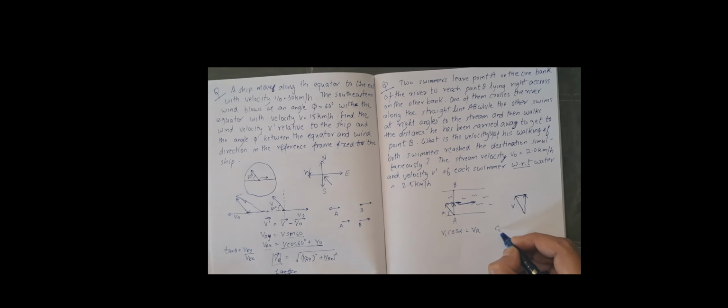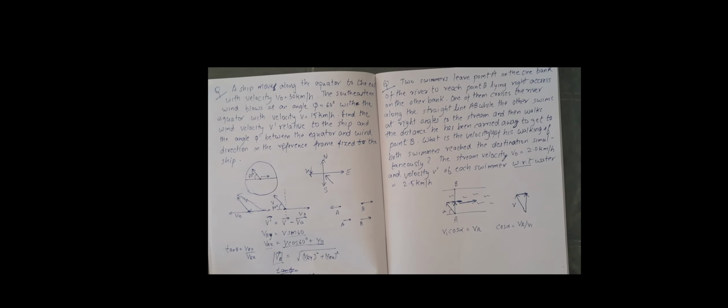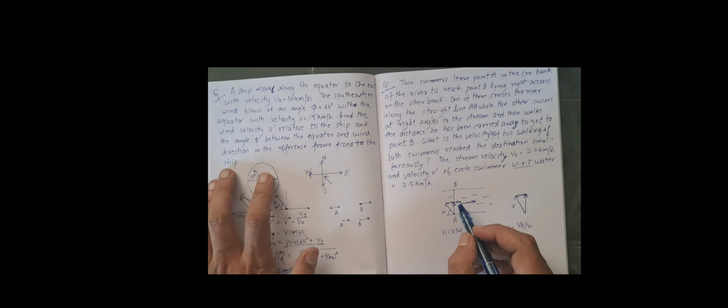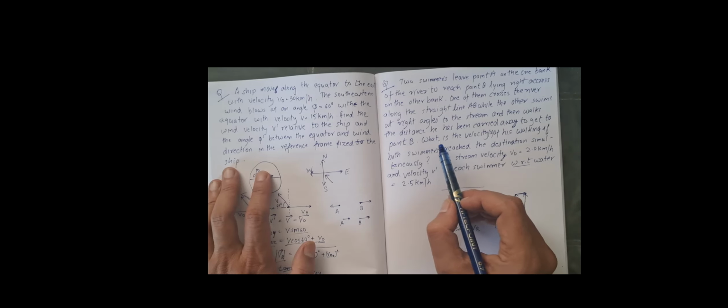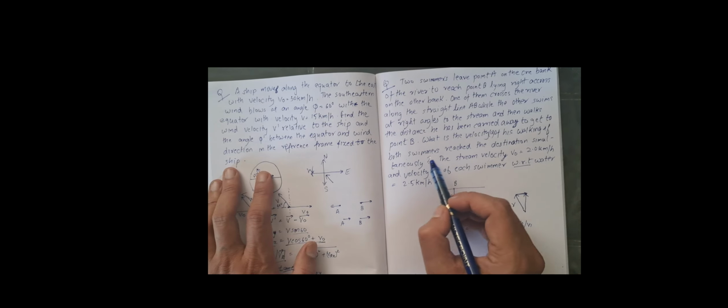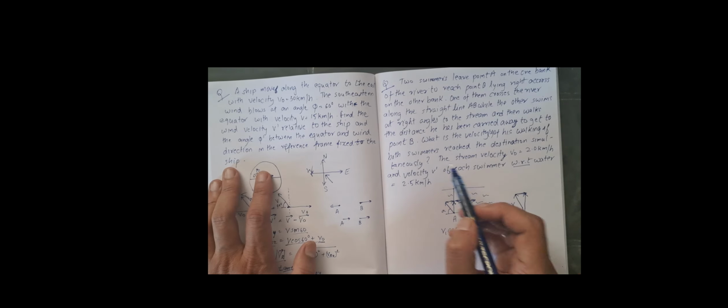So in this case cos alpha will be equal to Vr by V1. Now, this part is a very important part of the question. What is the velocity of his walking if both swimmers reach the destination simultaneously?